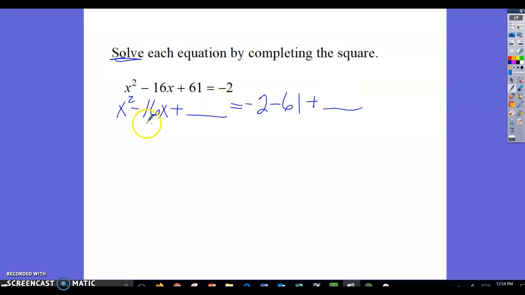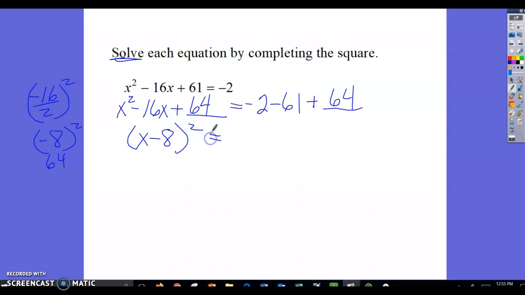I'm going to do the same process we did in the first two examples. I'm going to do negative 16, half it, and then square it. So negative 16 over 2 is negative 8. When I square that, I get 64. So I'm going to add 64 to both sides of my equation. Now I can rewrite this in factored form or as a perfect square trinomial. And I can combine these. So negative 2 and negative 61 is negative 63, plus 64 is 1.